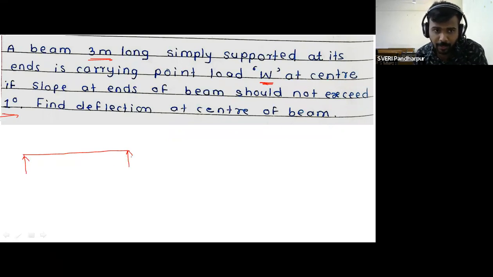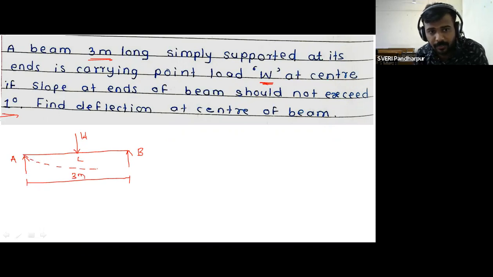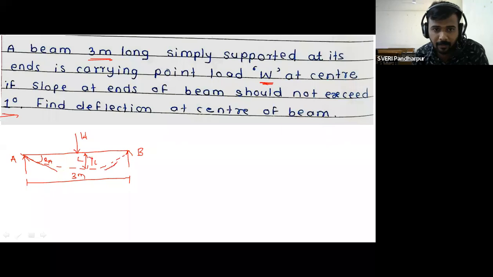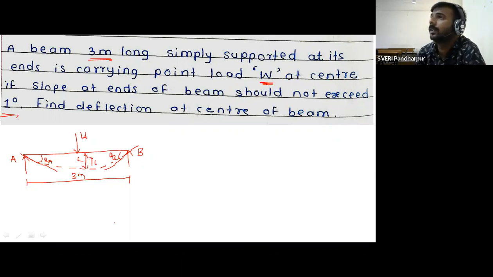So this is the simply supported beam, that is point A, point B, point C. It is of W. The total length of the beam is given 3 meter. So this is the deflection in downward direction, YC, theta A and theta B. So this is the figure. Other given values: length is equal to 3 meter, which is equal to 3000.